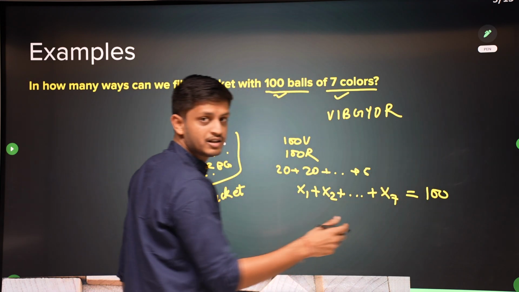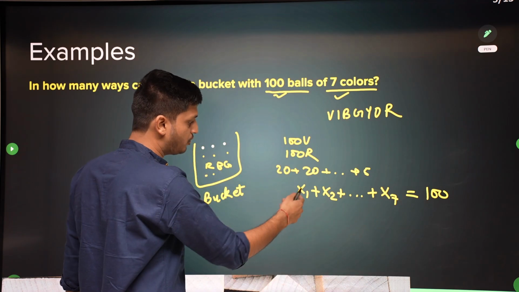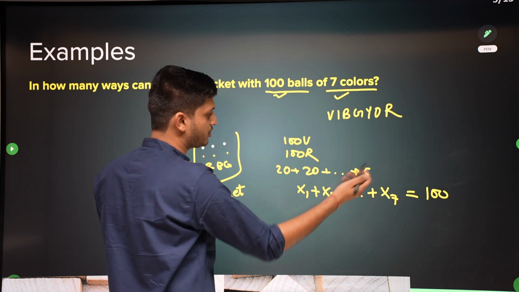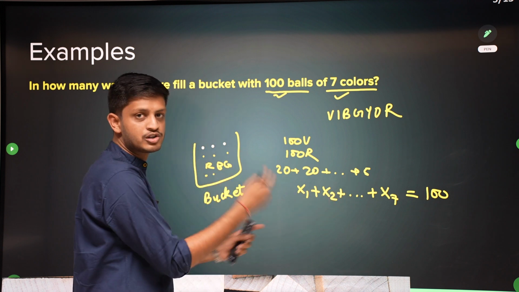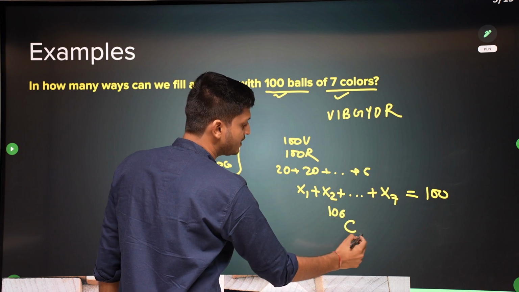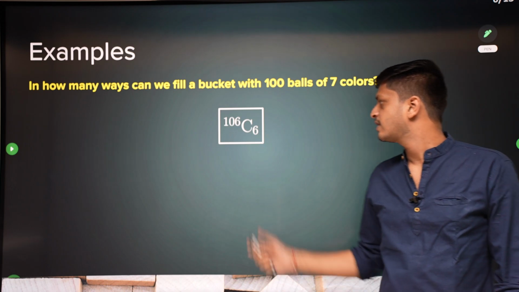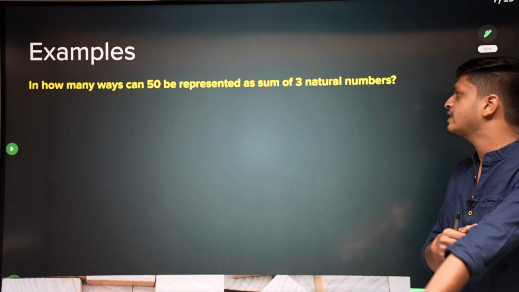Always map it to an equation, it will be very simple. And you have to solve this equation, and you might pick 0 balls of any color, right? So again you have to solve the problem. Like in the last problem we also had the same equation, so the number of ways in which you can do it is 106C6. Or you can apply the formula as well. So this is what you will get. Okay, let's move to the next example.